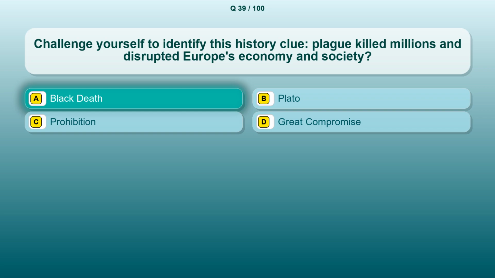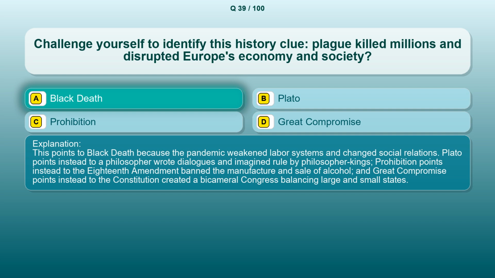The correct answer is option A, Black Death. This points to Black Death because the pandemic weakened labor systems and changed social relations. Plato points instead to a philosopher who wrote dialogues and imagined rule by philosopher-kings. Prohibition points instead to the 18th Amendment, which banned the manufacture and sale of alcohol, and Great Compromise points instead to the Constitution creating a bicameral Congress balancing large and small states.